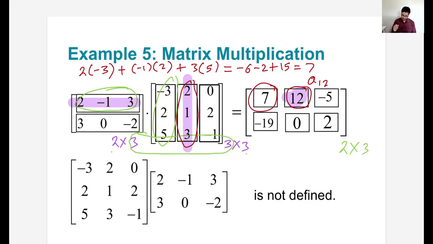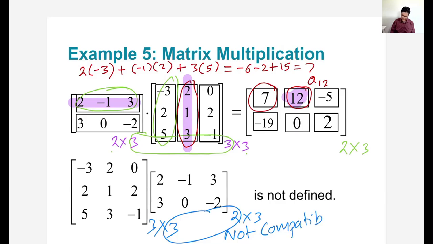Okay. Moving on. Here you have a 3 by 3 matrix on the left and a 2 by 3 matrix on the right. And from what we know, these two are not equal. So not compatible. The product is not defined. In other words, we say these are not compatible for multiplication in that order. By the way, those are the same matrices. Did you notice that? Okay.